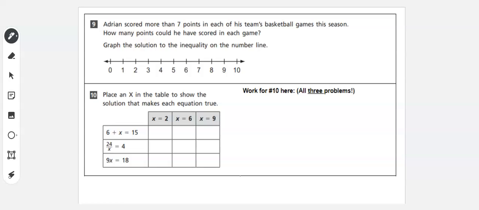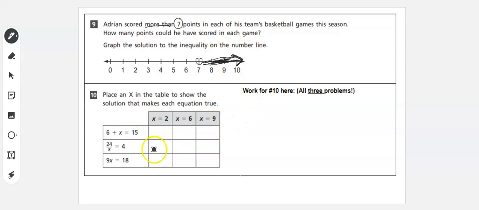Number 9. Adrian scored more than 7 points in each of his team's basketball games this season. So more than is our key phrase, and we have 7. How many points could he have scored in each game? I'm putting my circle at 7. I'm leaving the circle open because it said more than. If I leave it open, that means I'm not including it. More than means I'm going this way. Hopefully yours looks better than mine. I'm drawing my arrow this way. Sorry, I'm having a hard time keeping it on the line. Because numbers 8, 9, 10, those are more than 7.